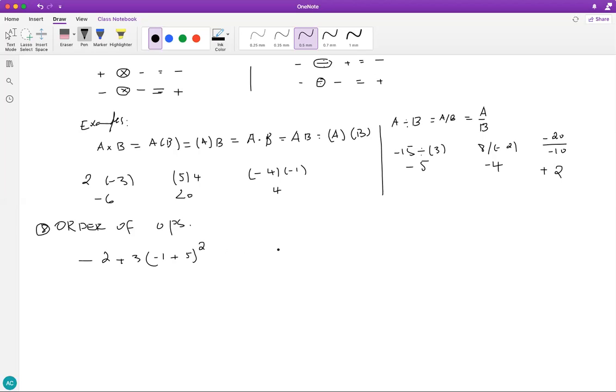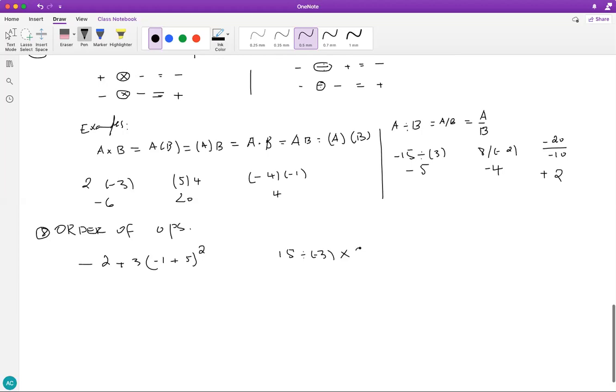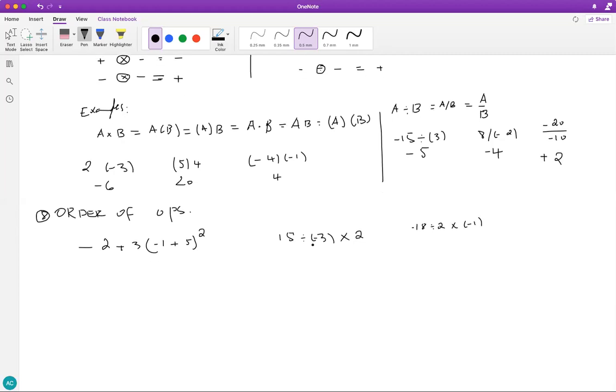You're gonna do that one, and then 15 divided by 3, or -3, multiply maybe 2. And also 18, or -18 divided by 2, multiply -1. So we're gonna mix in everything up here. And you're gonna use the order of operations.